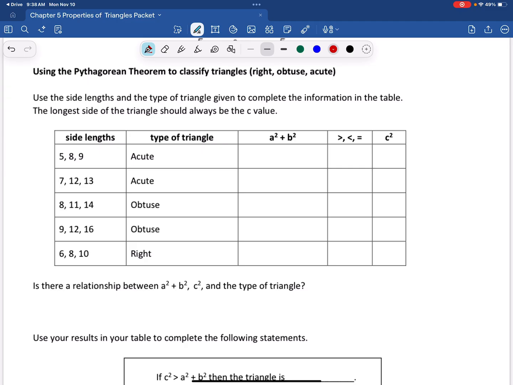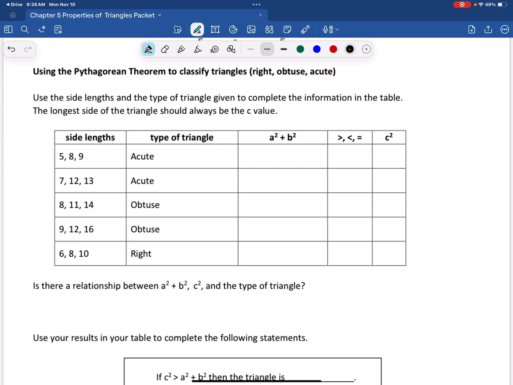Okay, next up, we are going to look at the Pythagorean theorem, but we're going to use it in a different way. Before today, we've always said that if a triangle is a right triangle, then we can use the Pythagorean theorem to find a missing side.